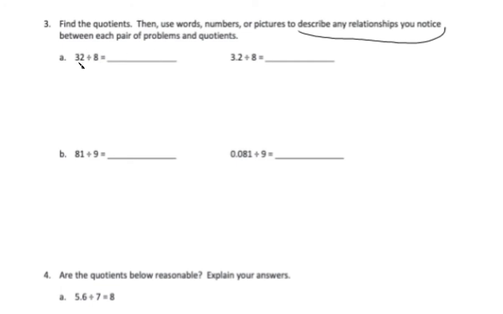Well, first we need to figure out what the answers are. So 32, and there's no decimal in there, so that's just 32, divided by 8, that's going to be what? What times 8 is 32? It's 4, isn't it? Yeah, it's 4. So if 32 divided by 8 is 4, 3.2 or 32 tenths divided by 8 is going to be 4 tenths, isn't it? Now, what pattern do we see here?